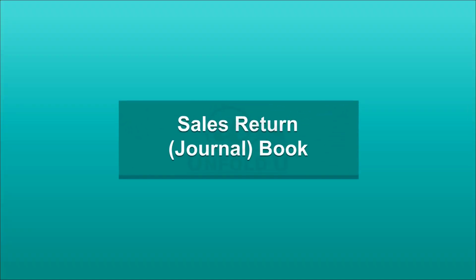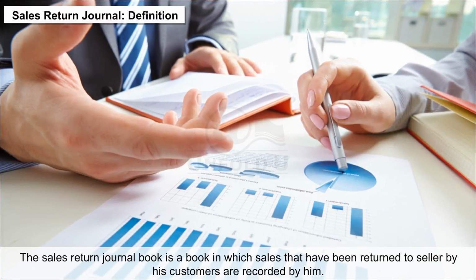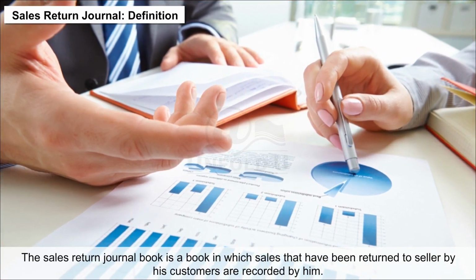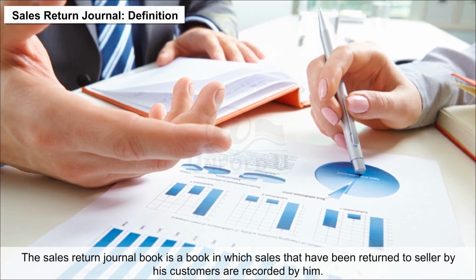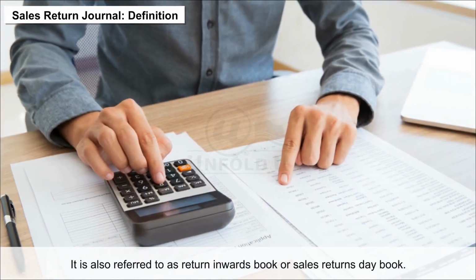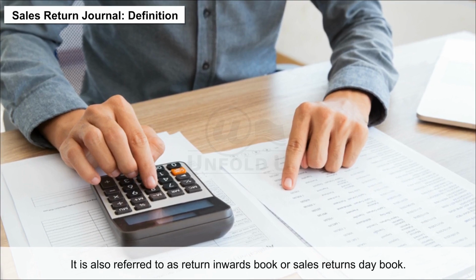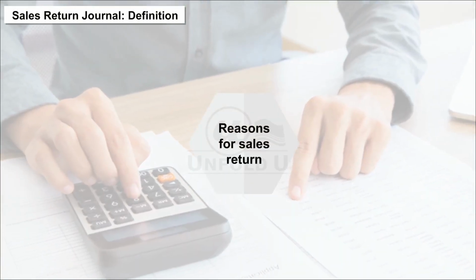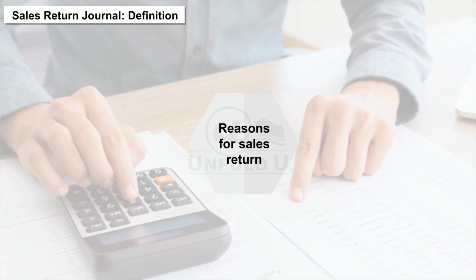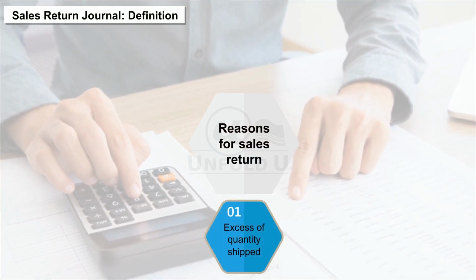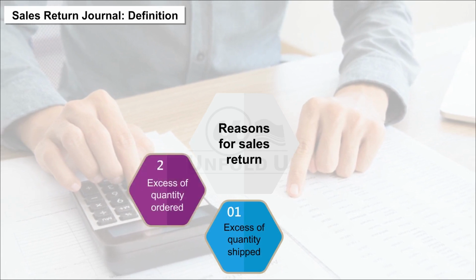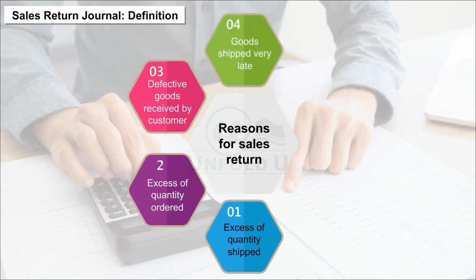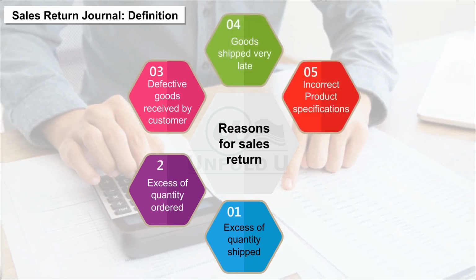Sales Return Journal Book. The Sales Return Journal Book is a book in which all sales that have been returned to the seller by his customers are recorded by him. The book is also referred to as the Return Inwards Book or Sales Returns Day Book. A sales return is merchandise sent back by a buyer to the seller due to one of the following reasons: excess of quantity shipped, excess of quantity ordered, defective goods received by the customer, goods shipped very late, incorrect product specifications, wrong items shipped.